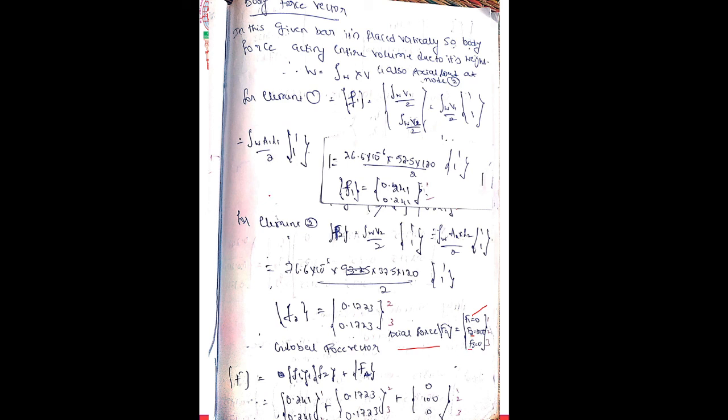Therefore, you need to add F1, F2 and the axial force vector. Then you will get the global force vector. Are you getting it? Refer to the first problem for the global force vector. How we did it, the same thing you have to do. For calculating the global force vector, please refer to problem number 1 on the taper bar.